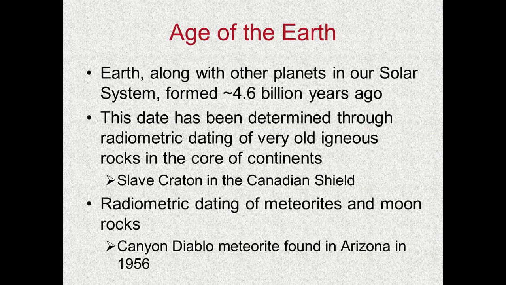We have also radiometrically dated extraterrestrial bodies. Meteorites that have crashed down to Earth's surface, and moon rocks, have both been radiometrically dated as well. One in particular, a meteorite that crashed in Arizona in 1956. A small chunk of that meteorite was broken off and radiometrically dated, and that's really where we got the first indication of that 4.6 billion years.